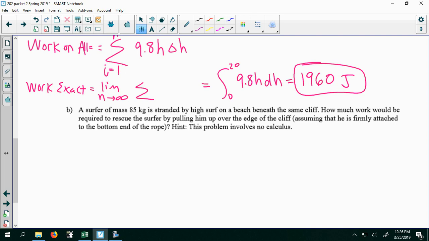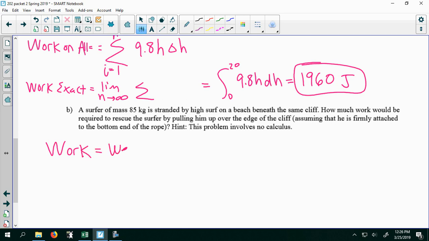Okay, part B, we have a surfer that has a mass of 85 kilograms. He is hanging onto the bottom of that rope, and we want to figure out how much work it requires to move him specifically. We already know how much it will take to move the rope he's clinging to the bottom of, but I just want to know how much work it will take to move him specifically. And we're going to assume that he is compact enough that we're not going to slice him up. We're just going to figure out how much work it takes to move 85 kilograms, 20 meters.